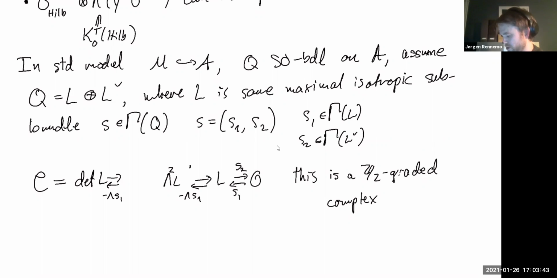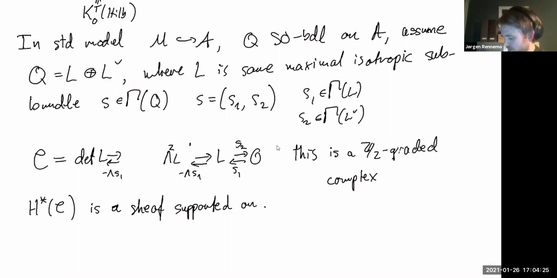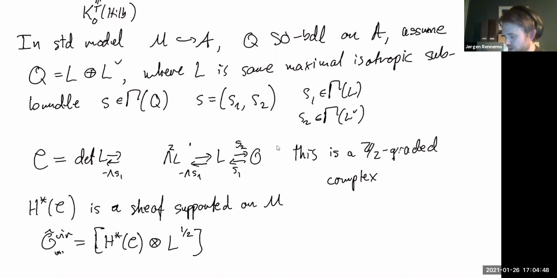If you're familiar with matrix factorizations, there are matrix factorizations lurking in the background here. But this can also simply be described as a Z mod 2 graded complex. And you have exactly the same thing happening as before, that the cohomology of this thing splits into just even and odd parts, but this is a sheaf supported on M, and the symmetrized virtual structure sheaf is the class of this sheaf tensored with the square root of the determinant of L.